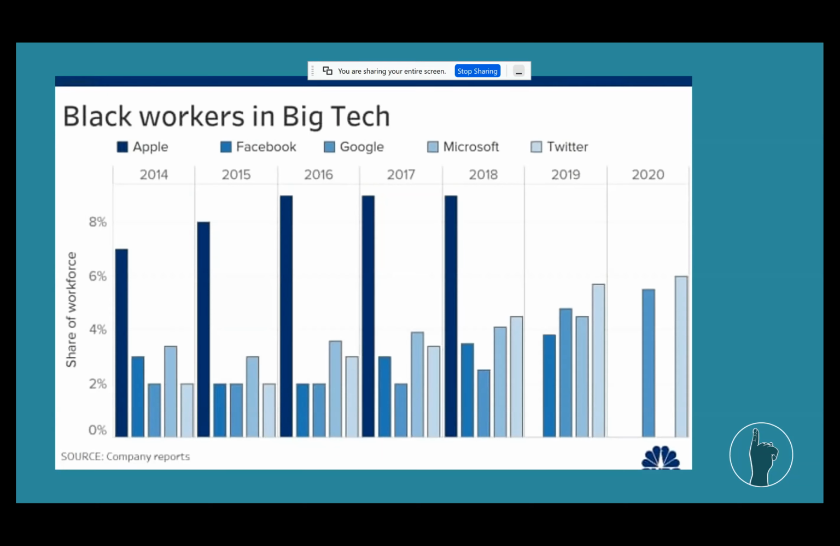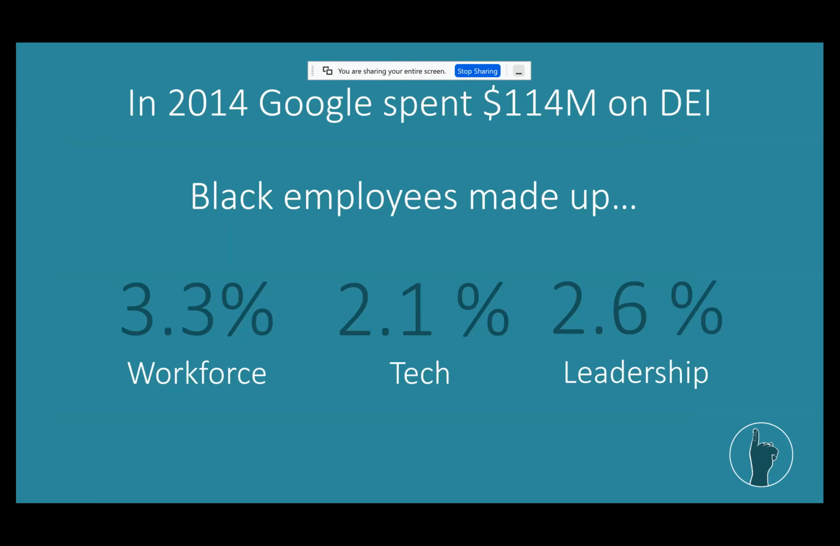You can see that it caps off at 9% for the graph, and it may look like there's big growth, but keep in mind that's only a few percent for the billions of dollars they're investing into what is now an industry. And in 2014, Google spent $114 million on diversity, equity, and inclusion, yet Black employees only made up 3.3% of their total workforce, 2.1% of their tech workforce, and 2.6% of leadership.